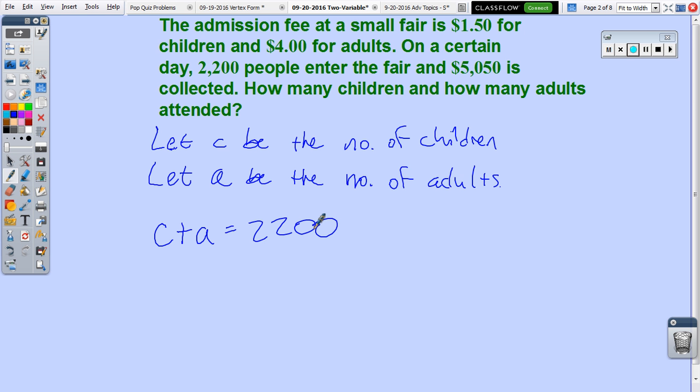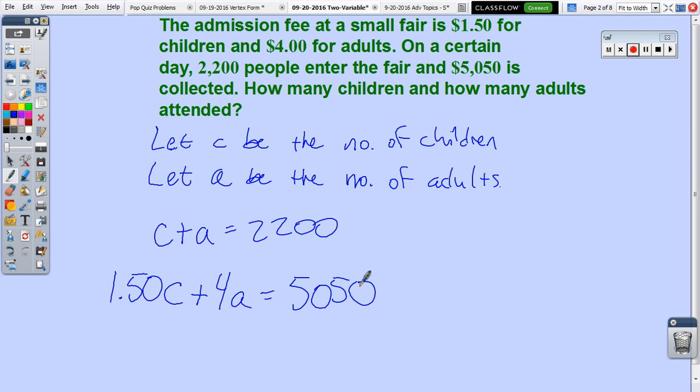So it should be true that the total revenue would be $1.50 per the number of children's tickets plus $4 per the number of adult tickets, and that should equal the total revenue of $5,050.